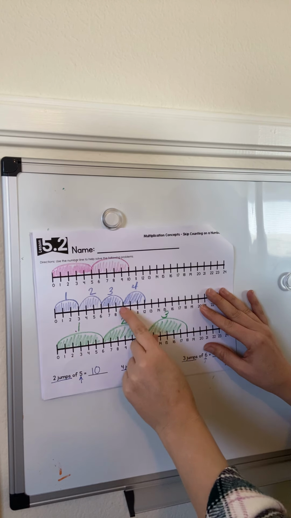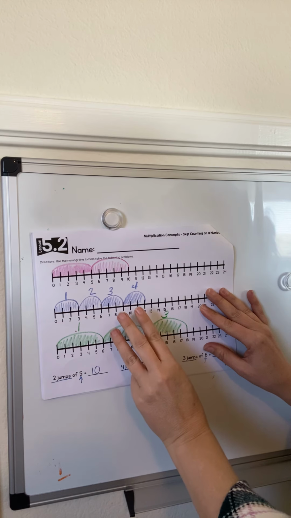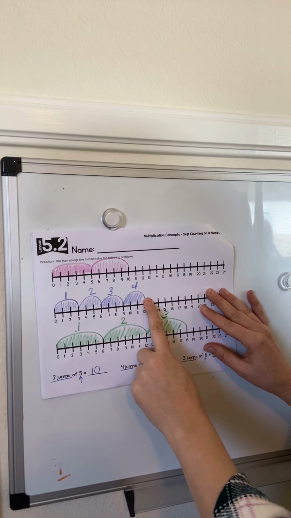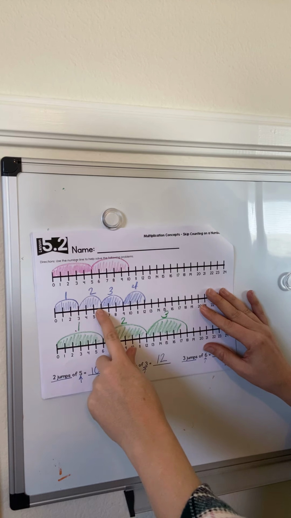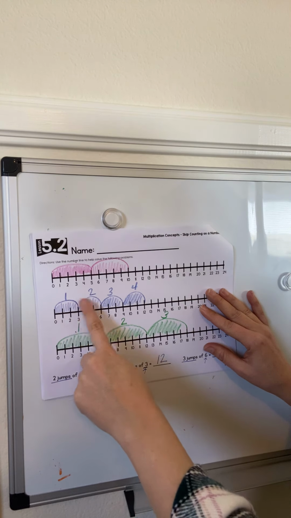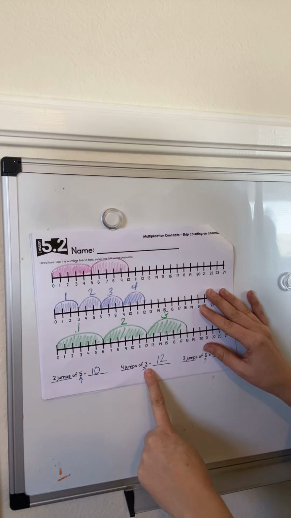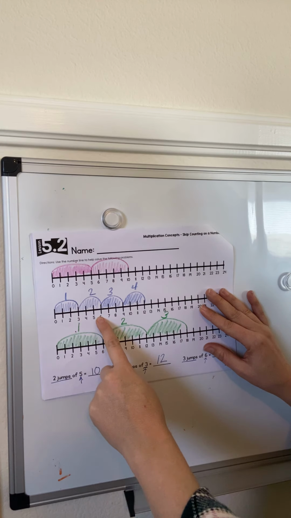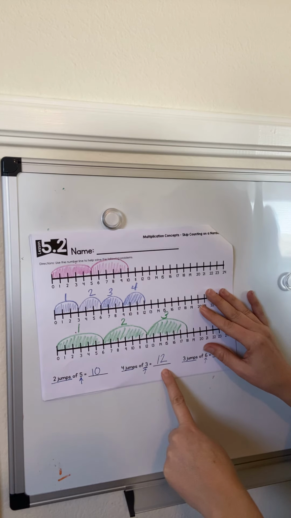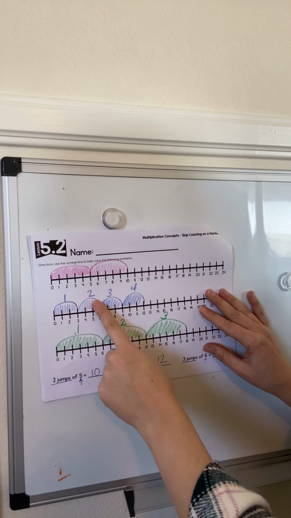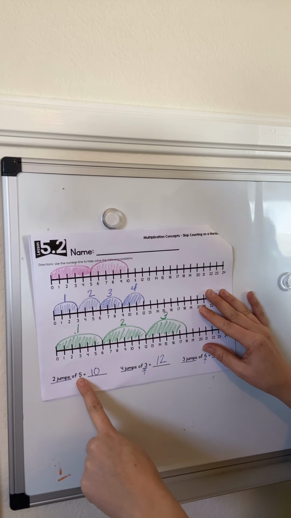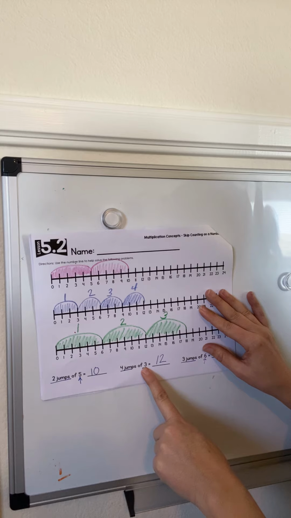9, 10, 11, 12, there's my fourth jump of 3. So I jumped 1, 2, 3, 4 times. Each time I count to 3. 4 jumps of 3, 1, 2, 3, 1, 2, 3, 1, 2, 3, 1, 2, 3, puts me at 12. I'm just counting my jumps and I'm going how many spaces it tells me.